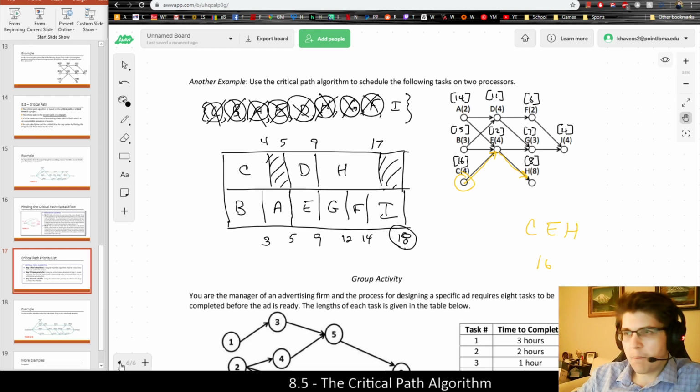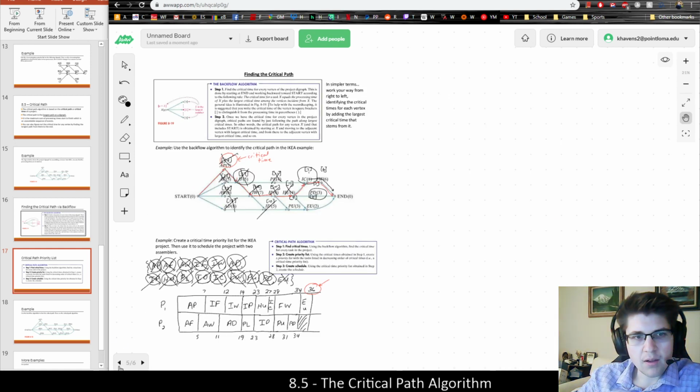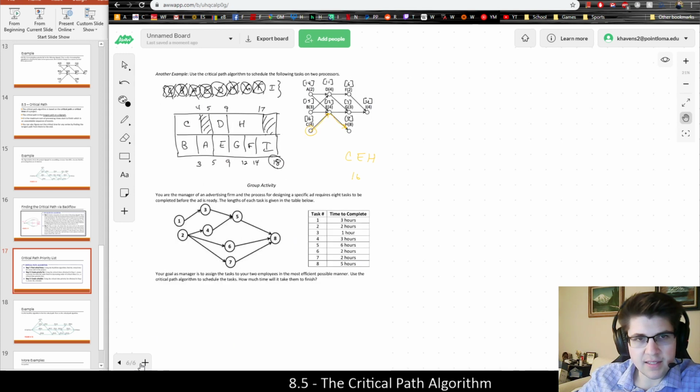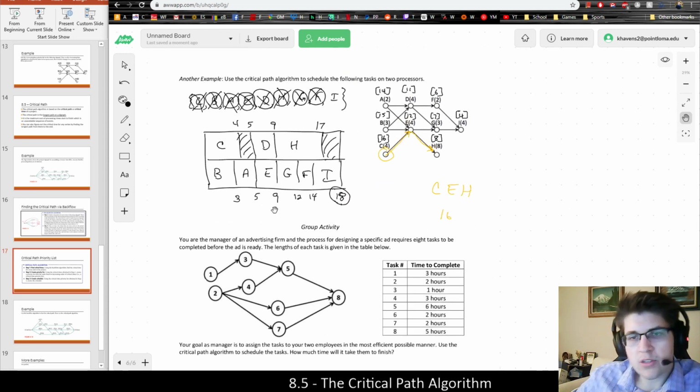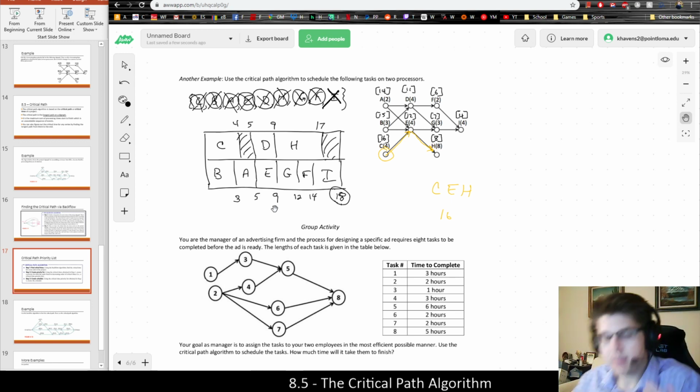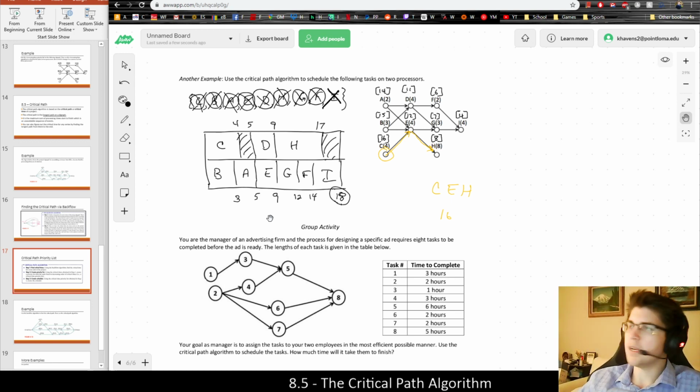which we could actually go compare to our prior solution from decreasing time. And yes, it's actually exactly an identical solution. G, F, I, yeah, exactly identical, which is coincidental. It's not necessarily going to be the same, but the priority list itself was quite a bit easier. And ultimately, the critical path algorithm is better. It's more likely to get you an efficient and or optimal answer than decreasing time.